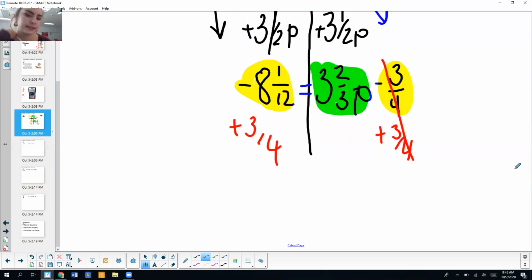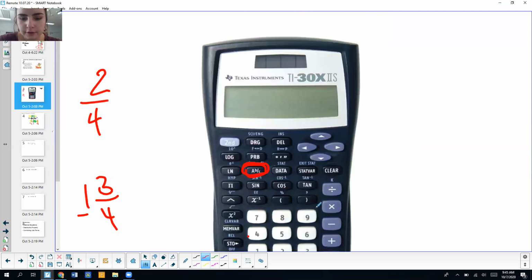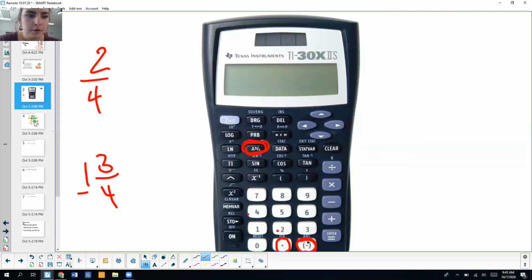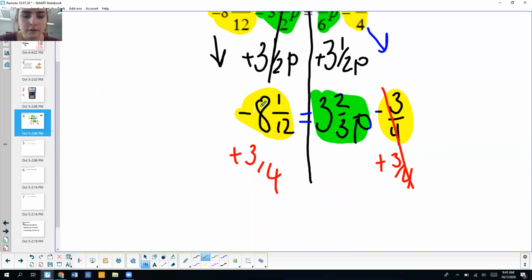Again, I can't stress enough how important it is to stay organized. Okay, so now we're gonna add. Remember that negative button, if we're looking at our calculator, our negative button is right here, at the bottom next to the decimal point. So we're gonna enter negative 8 and 1/12, so negative 8, ABC 1, ABC 12. I know I'm trying to make it so you guys can see it. So negative 8 and 1/12 plus 3 ABC 4.